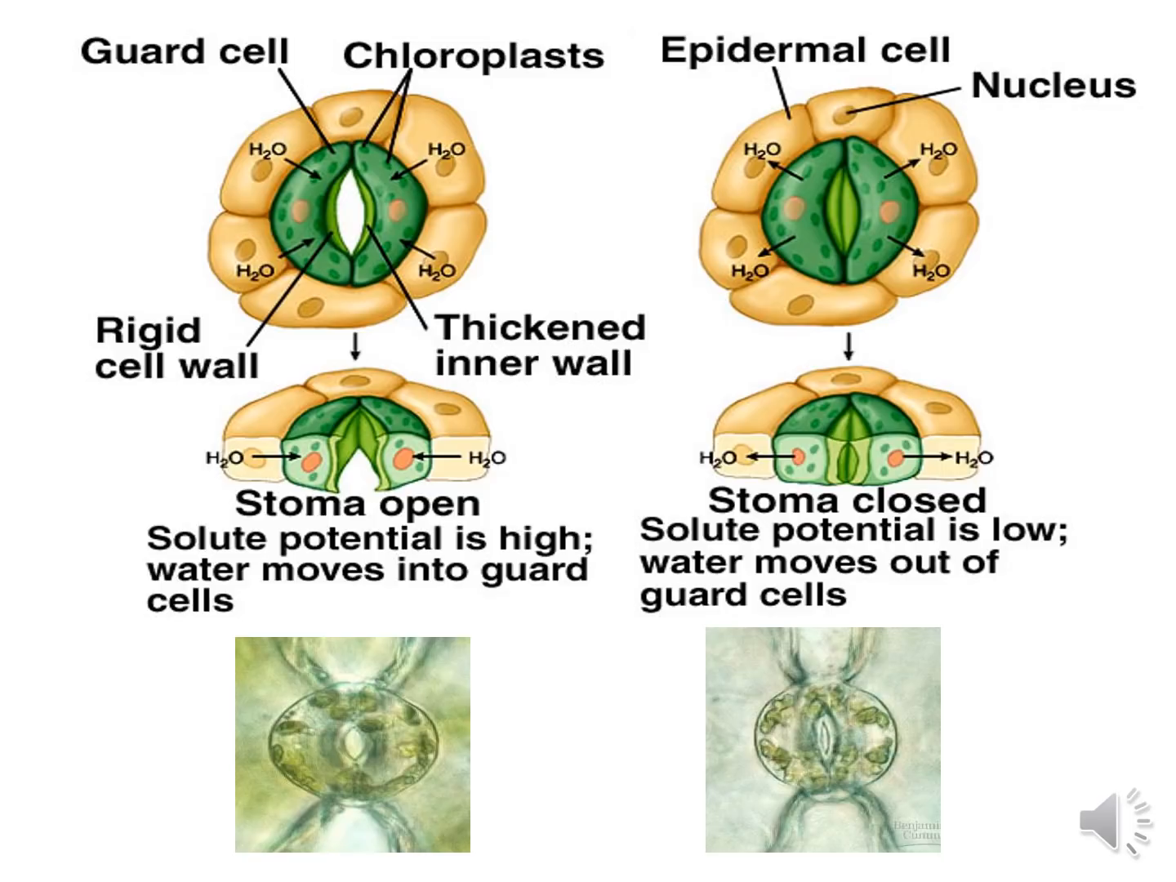And we know when water comes in, it will make the guard cell swollen, turgid, and it will open up the space for water to escape. And when the water flows out, it will make the two guard cells flaccid and return to the normal size. Therefore, the stomata will close and prevent the water from flowing out in the form of water vapor. In open stomata, solute potential is normally high and water moves into the guard cell. Meanwhile, in closed stomata, solute potential is low. Therefore, the water will move out of the guard cell.